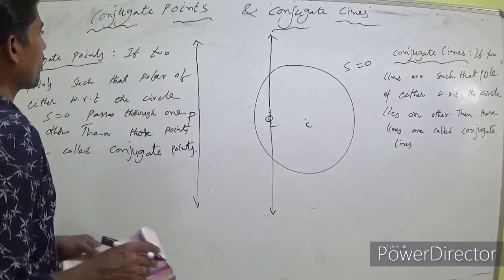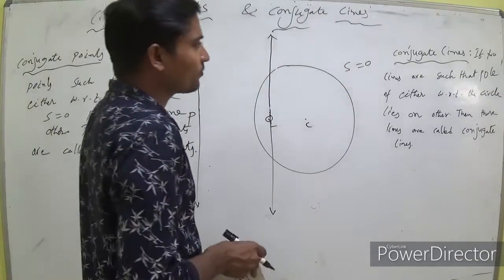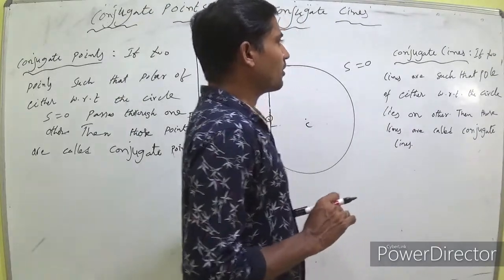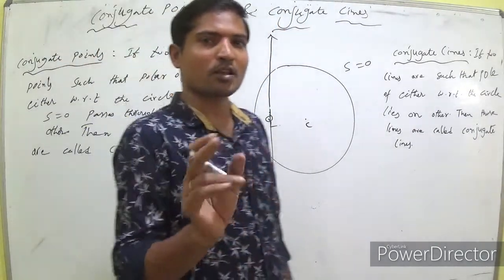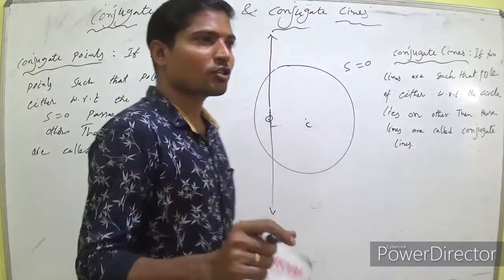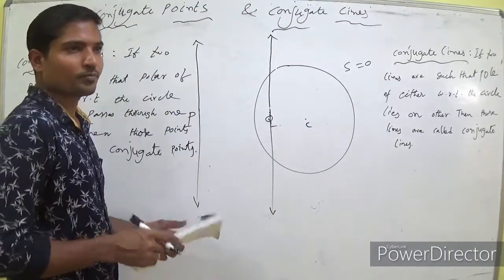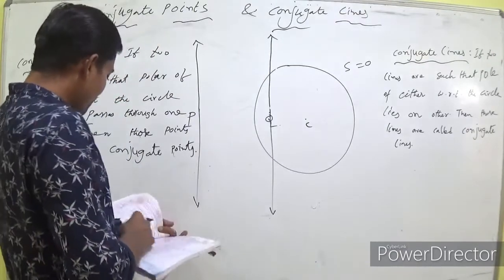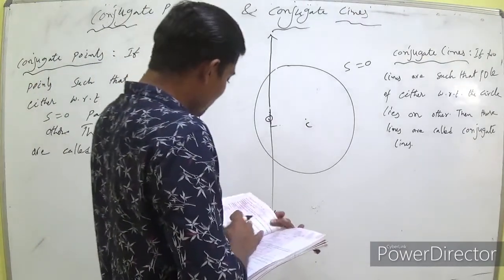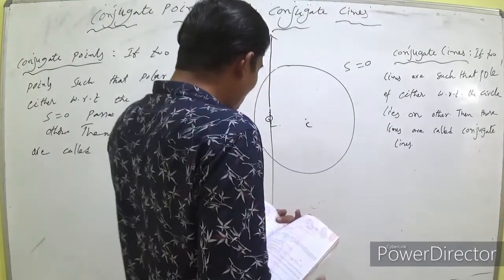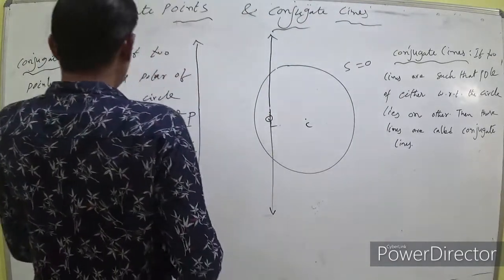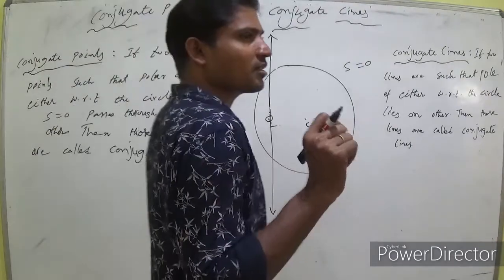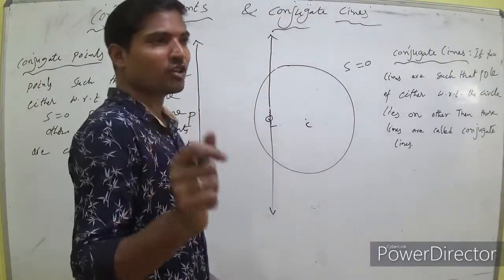So, conjugate points and conjugate lines. To say conjugate lines, that means we need two lines. Here we need 2 points. Let us see the formula on this.